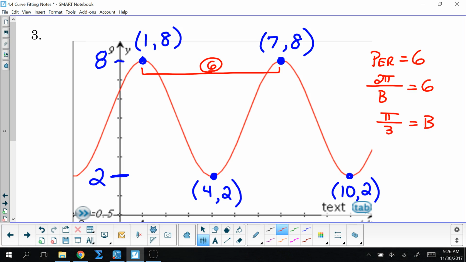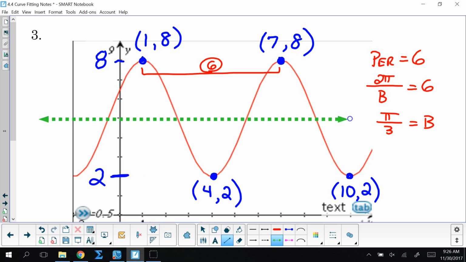Do we all agree with that? Okay, that's one thing that I need. What's another thing that I need? Eddie? Amplitude. How am I going to find the amplitude? No, just find the midline. Okay, what is the midline? 5. 5? Why did you choose 5?